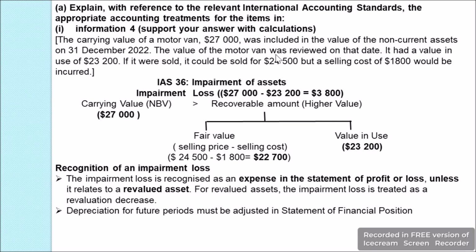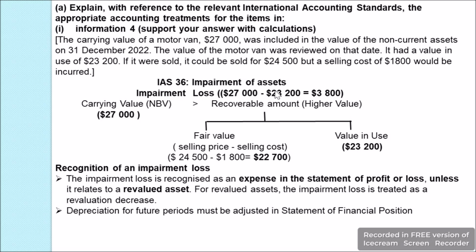The value of the motor van was reviewed on that date. It had a value in use of $23,200. If it was sold, it could be sold for $24,500, but a selling cost of $1,800 would be incurred. This comes under IAS 36, which is impairment of assets.